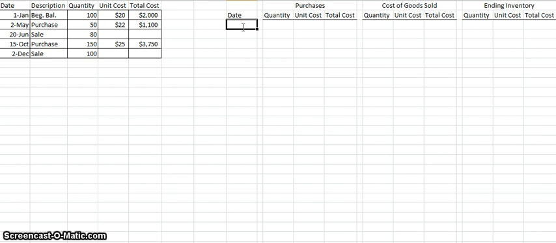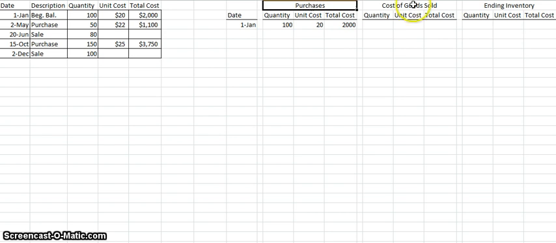So we start on the 1st of January. We've got a beginning balance of 100 units at a unit cost of $20 a piece. So your total cost is just going to be your quantity multiplied by the unit cost. So that's $2,000. Okay? Now, actually, I take that back. I'm sorry. We'll see, this proves a point. This is in the wrong spot. You're not paying attention. This is for purchases.